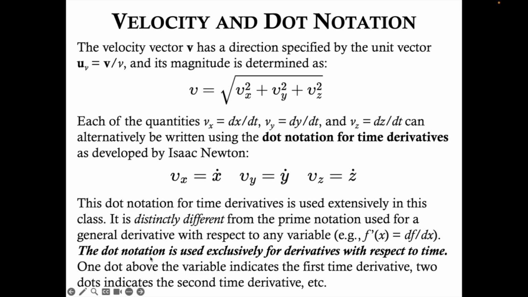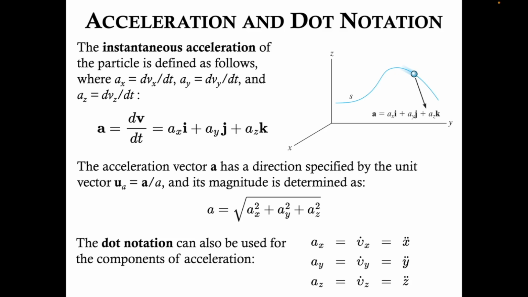The dot notation, on the other hand, is used exclusively for derivatives with respect to time. One dot above the variable, like this x dot here, indicates the first time derivative of that quantity. Two dots indicates the second time derivative, etc. And as we mentioned, Isaac Newton developed this dot notation. The instantaneous acceleration of the particle is defined as follows, where a sub x equals dv sub x by dt, ay equals dv sub y by dt, and az equals dv sub z by dt. So acceleration a, that vector, as we know, is the first time derivative of the velocity vector. That equals a sub x i hat plus a sub y j hat plus a sub z k hat.